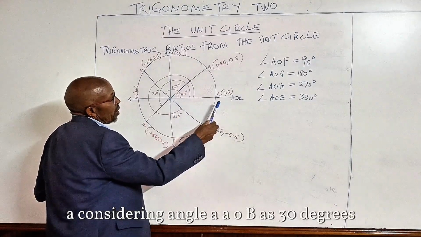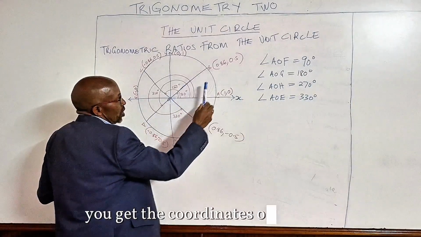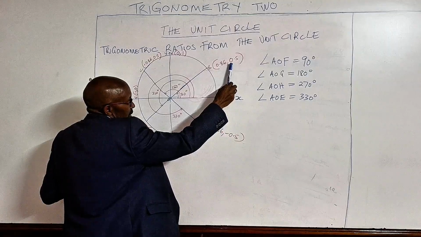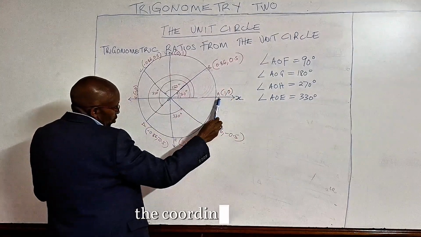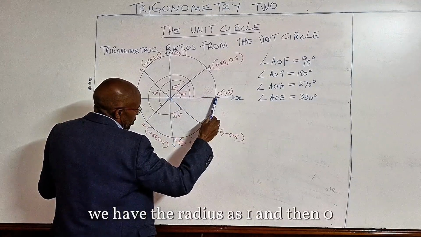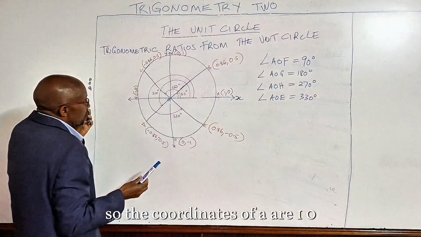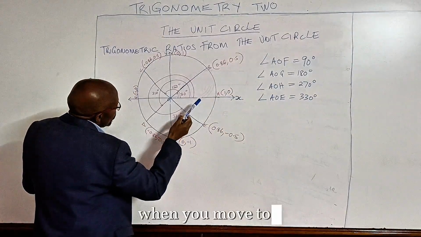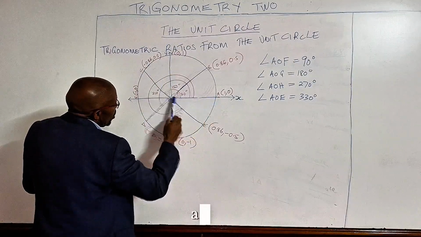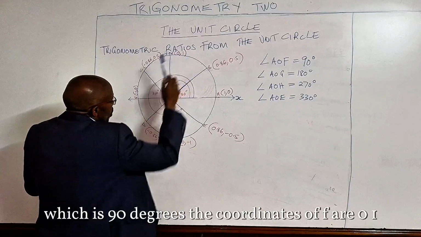Considering angle AOB as 30 degrees, you get the coordinates of B as 0.86, 0.5. The coordinates of A are 1, 0, because this is a horizontal line, we have the radius as 1, and then 0 goes on the horizontal line. So the coordinates of A are 1, 0. When you move to F, which is a vertical line, AOF, which is 90 degrees, the coordinates of F are 0, 1.